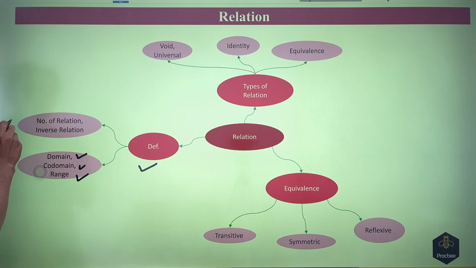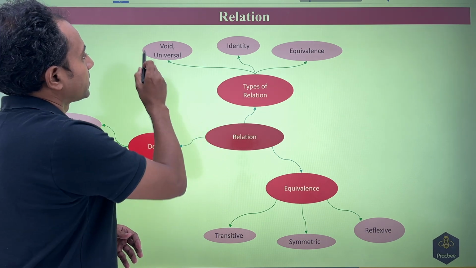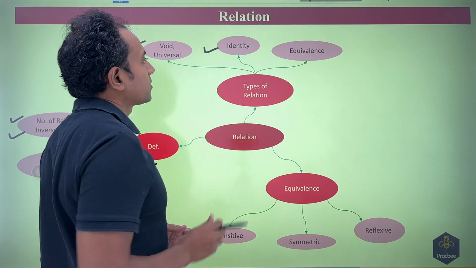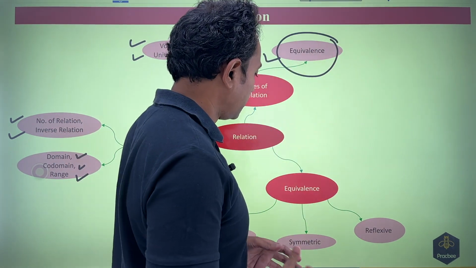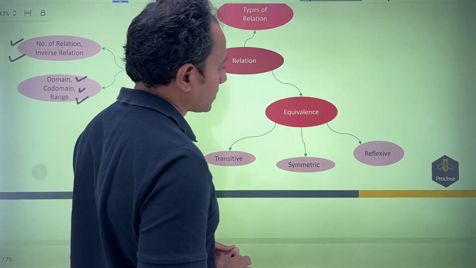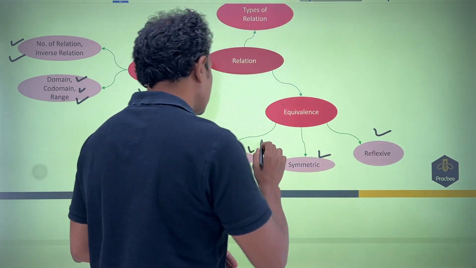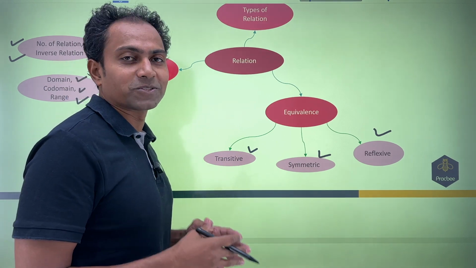Then we go into the P&C part and understand how many relations are possible in a context and what is inverse relation. Then we move towards type of relation and understand what are void and universal relation, what is an identity relation, and what is an equivalence relation. Equivalence relation is very important for JEE Mains. And hence we go into the details of equivalence relation and understand that a relation that is reflexive, symmetric, and transitive at the same time will become an equivalence relation. And then we discuss problems based on it.